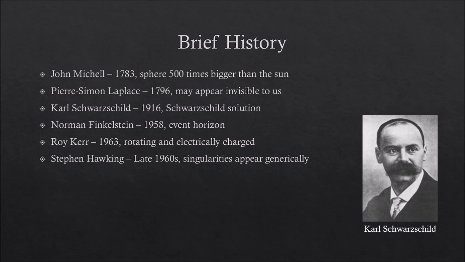Following Michell's ideas, Laplace also proposed black holes existed, with the addition that they may appear invisible to us, as the light cannot escape the surface. It took another 120 years or so before black hole theory got a jump start by Einstein's theory of relativity. In 1916, Schwarzschild solved Einstein's field equations to define a black hole. This was called the Schwarzschild solution, which I'll be using later on.